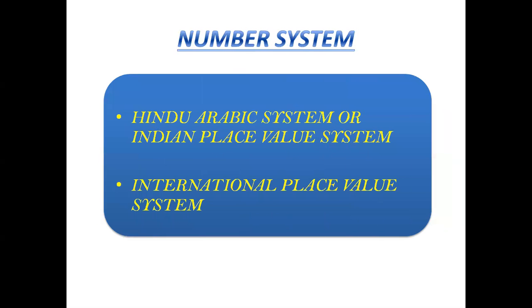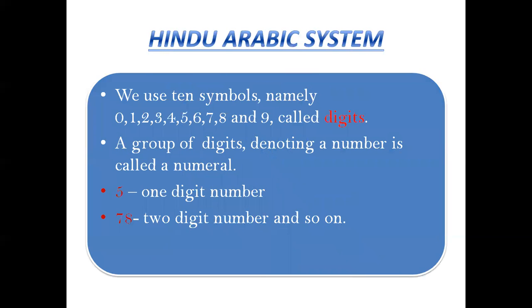There are two types of number system. One is the Hindu-Arabic system, which we also call the Indian place value system. And the other is the international place value system. First, let us see what the Hindu-Arabic system is.